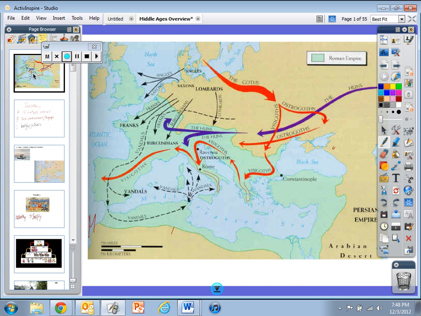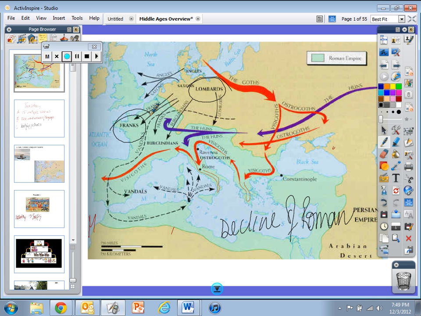So this image here, we're obviously talking about the decline of the Roman Empire. So you want to talk about why there was a decline of the Roman Empire, how it was, when it was, and then all these various people who invaded, the Lombards. You're going to be able to talk about the Franks, and so many of you know so many people to do with the Franks now.